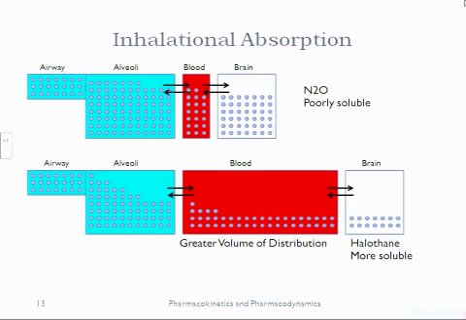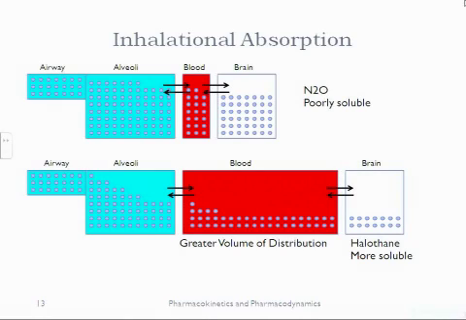Now, by soluble, we mean how is a gas able to penetrate into the bloodstream? The more soluble the agent, the bigger the volume of distribution is, because it can penetrate many tissues. You can see in this example, this is an insoluble agent that has to go into a volume of distribution that's actually fairly small. Because of that, it reaches equilibration very quickly.